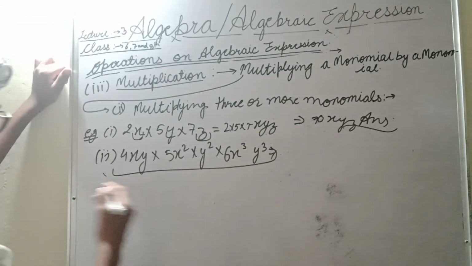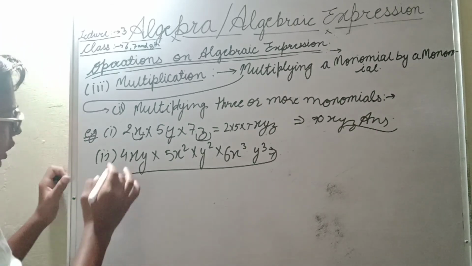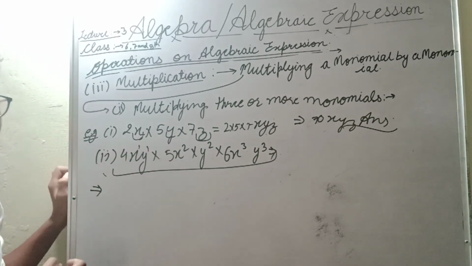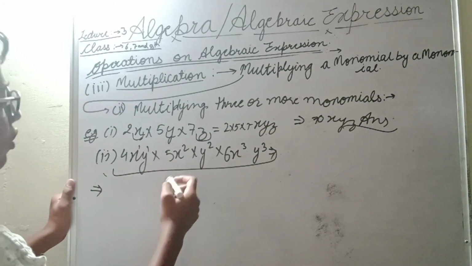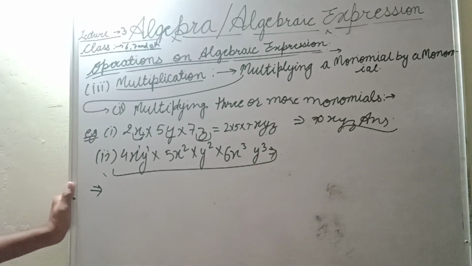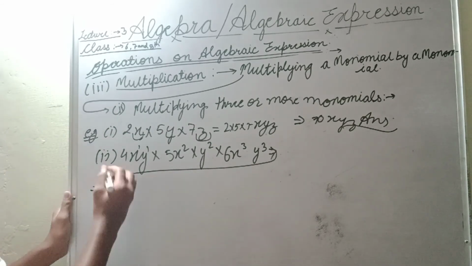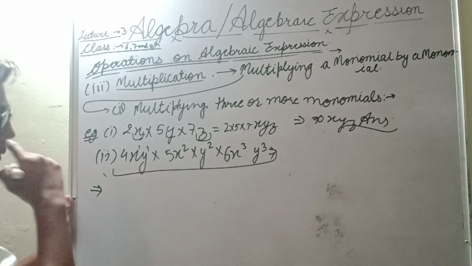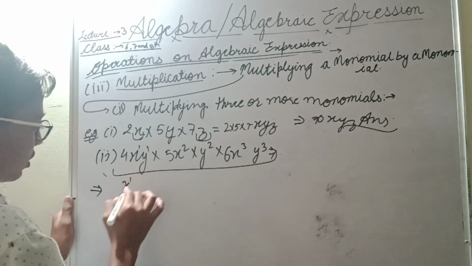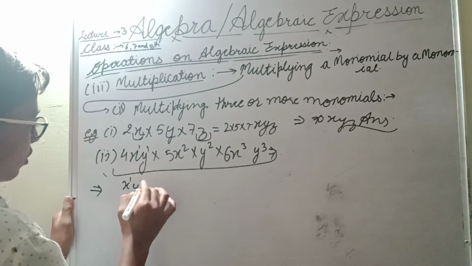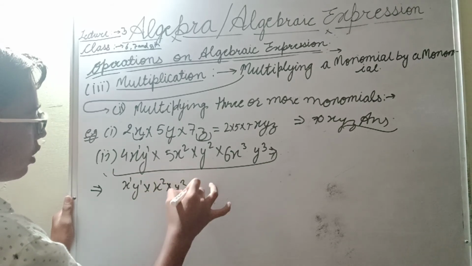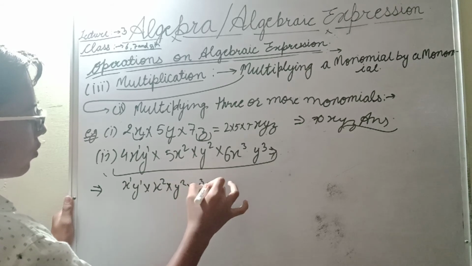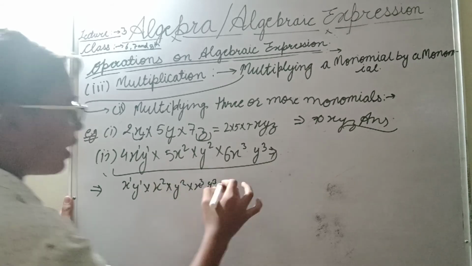And in short, what we'll do: there is a power 1 in both, yes or no? 4x to the power 1 y to the power 1 into 5x square y square into 6x cube y cube. We get x1 y1 into x square y square into x cube y cube.